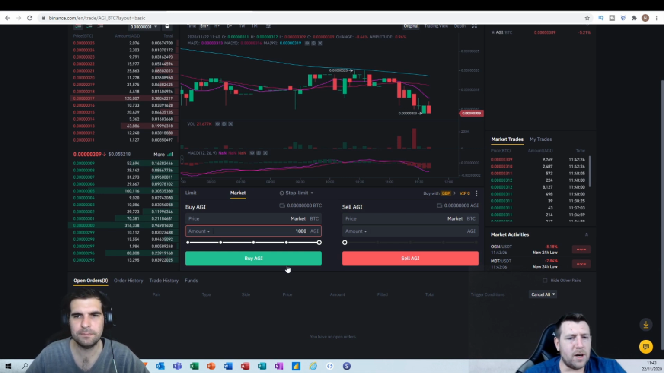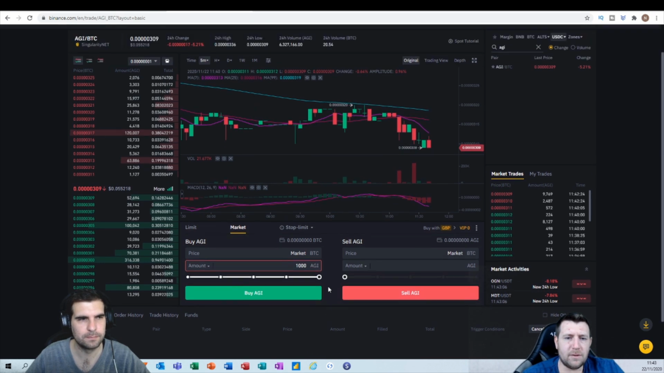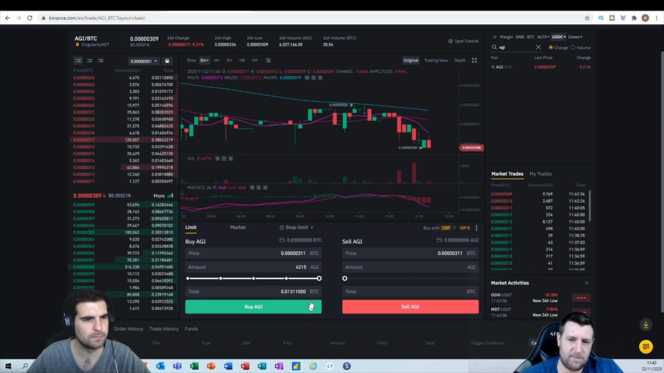Yeah, just so the market option on there is, you know, you're buying it at market value as it currently stands, and then limited, you can select how much you're willing to pay for the AGI token, for example, against BTC. But apart from that, Nick, no.